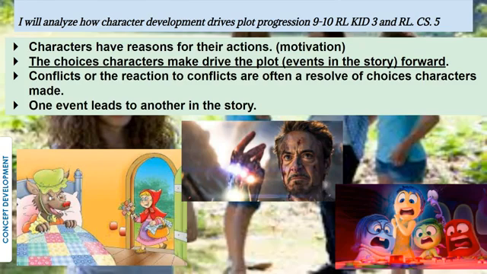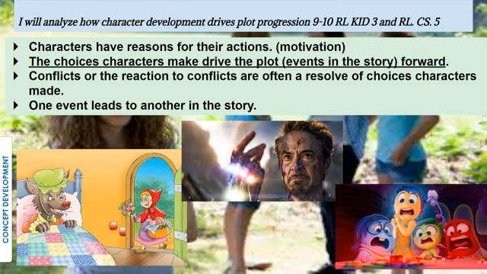When we're talking about plot, we're talking about the events in the story. We need things to happen so that we can have a story. The next thing is that conflicts, or reactions to conflicts, are often a result of the choices the character made. They were supposed to be results.